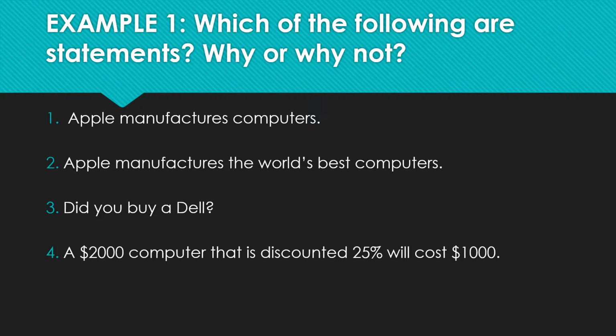Alright, so let's look at a couple of sentences and we'll determine which of the following are statements, and then we'll talk about why they're not statements. So the first sentence says Apple manufactures computers. So yes, that is a statement. That is a fact. So yes, that is a statement.